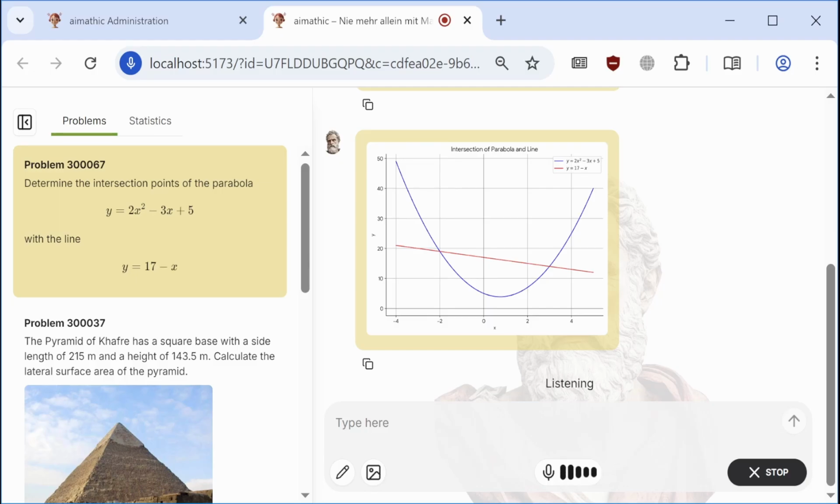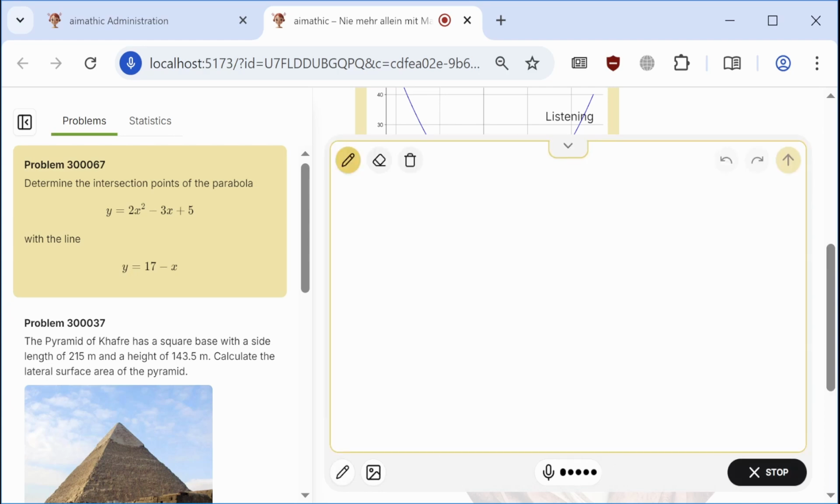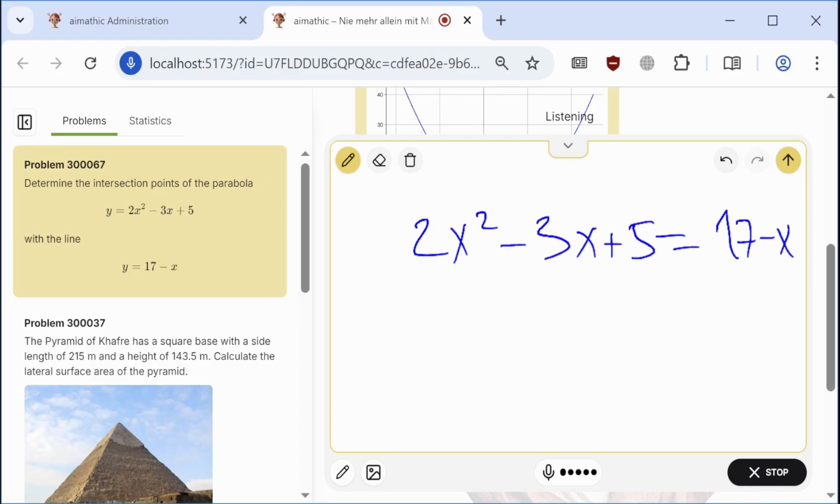Yes, we should set the two functions equal, right? That is precisely correct, Igor. To find the exact points where their paths converge, we must set the two equations equal to one another. And how do I proceed? What to do now?